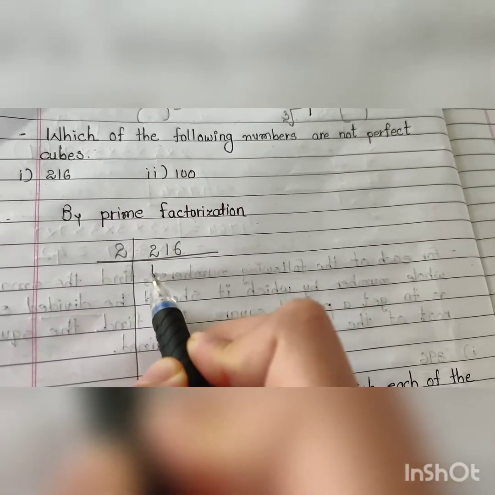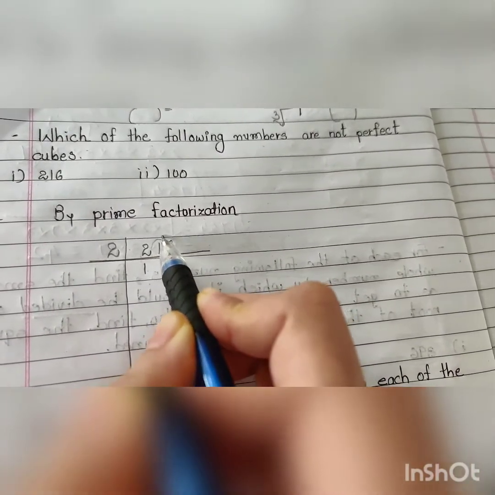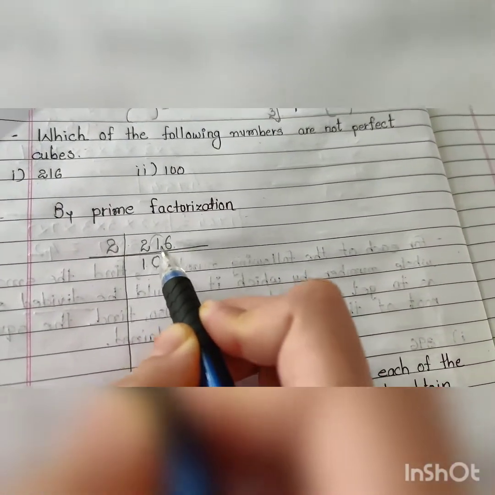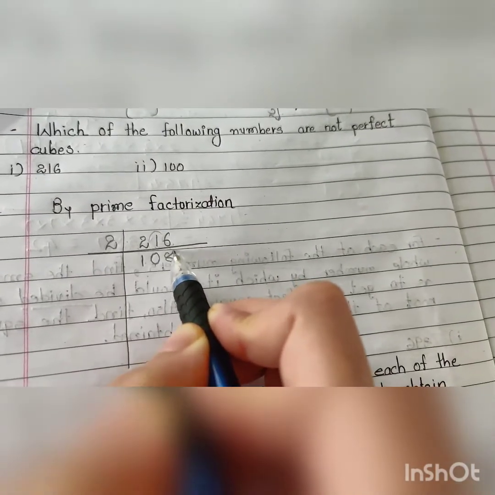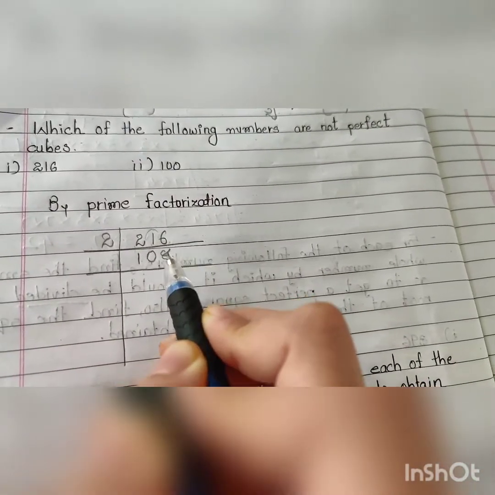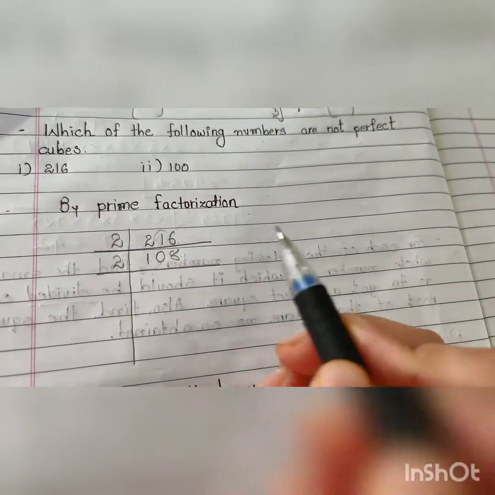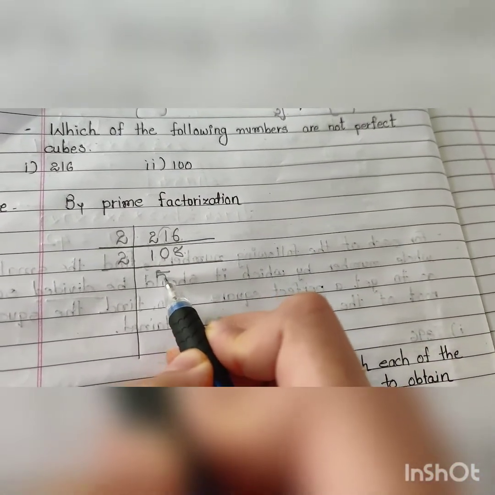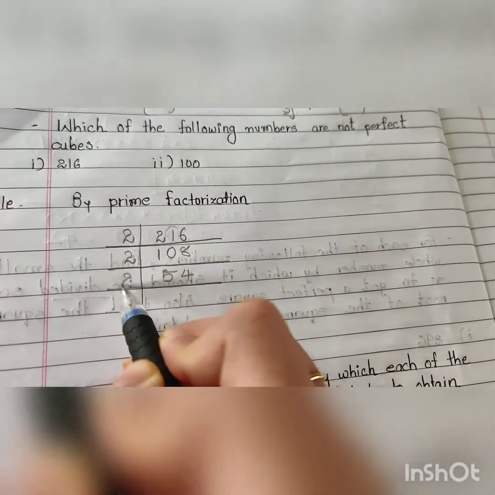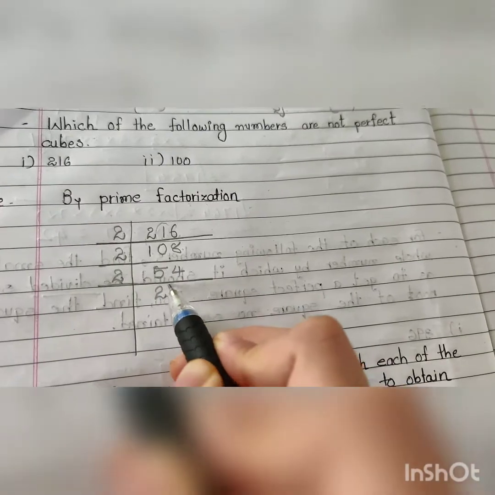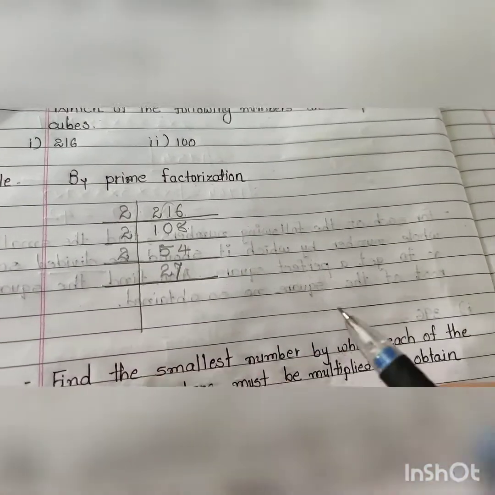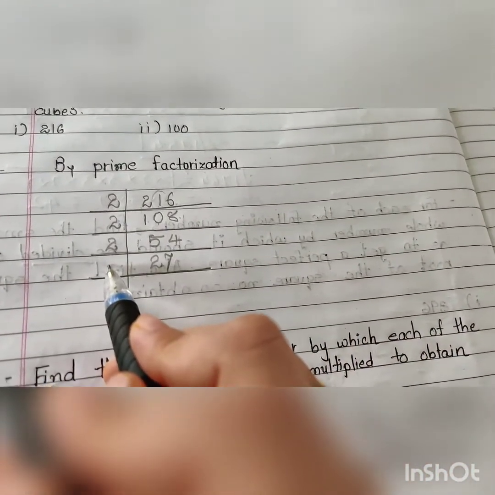So how will you do that? 2 ones are 2, then 1. But 1 is smaller than 2, so division is not possible. For that we will put 0, and then 16. So 2 8s are 16. Likewise you can do. Okay. Now again this 8 is an even number, so we can continue with the prime number 2. So 2 5s are 10 and 2 4s are 8. Again this is an even number, so we can continue. 2 2s are 4 and 2 7s are 14. Now 7 is not an even number, means we cannot continue with the prime number 2.